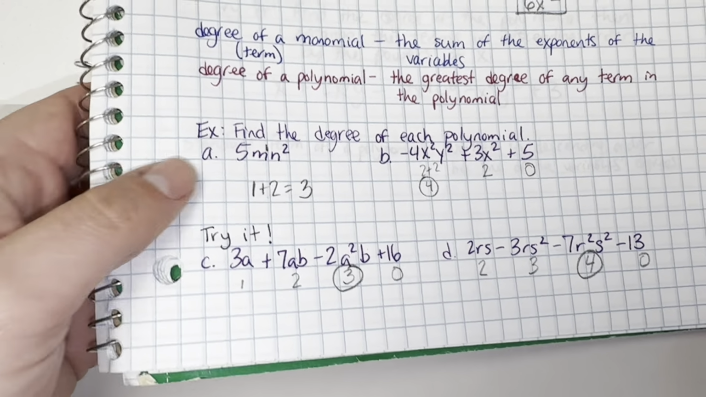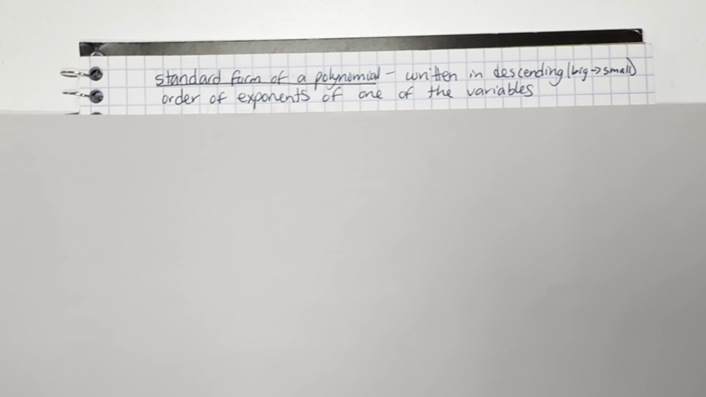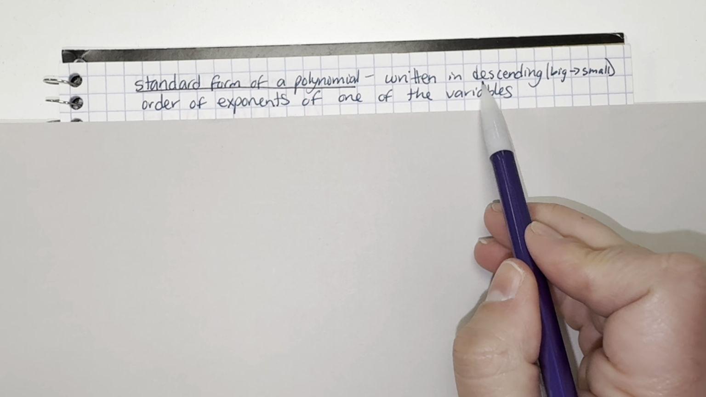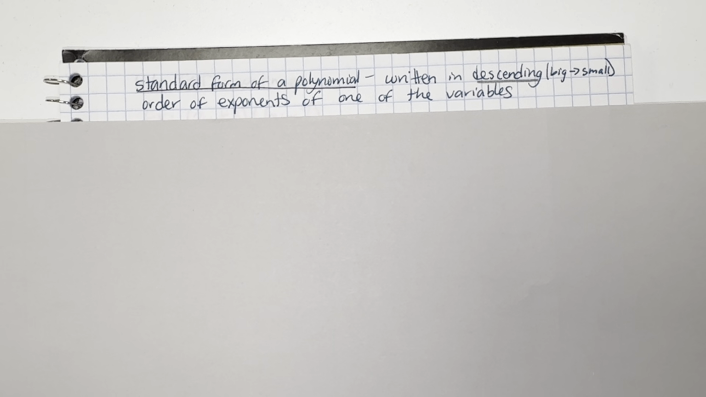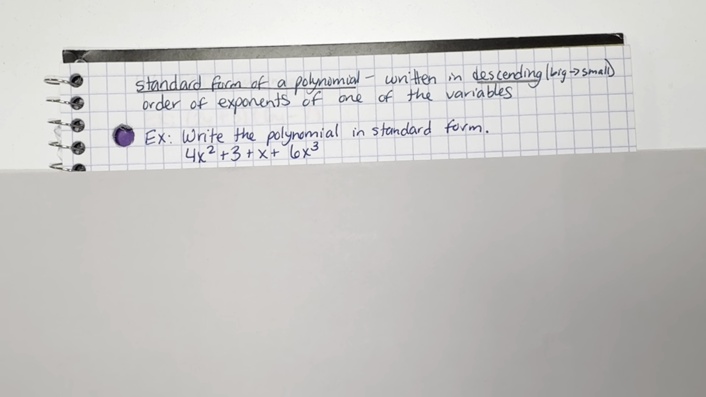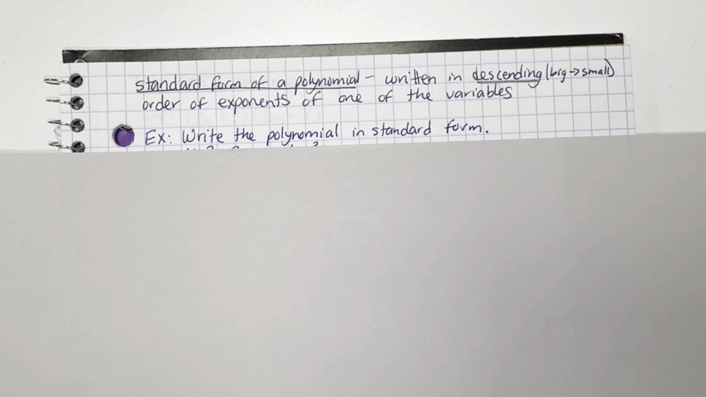Okay, all right. So let's talk about standard form of a polynomial. That is written in descending, biggest to smallest, order of exponents of one of the variables. So it'll either tell you or you'll see that in the problem. Oftentimes we do descending order of the x variable.